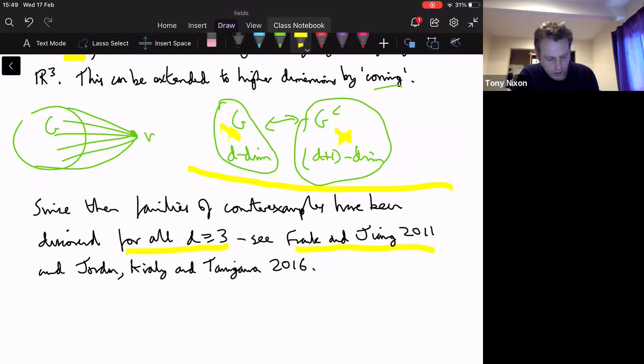And then more recently, Jordan, Kiraly, and Tanigawa found infinite families of examples that satisfy the four-connectivity and redundant rigidity condition, but are not globally rigid in 3D. I think their examples were D-dimensional as well, but they did actually find new ones in three-dimensional space.